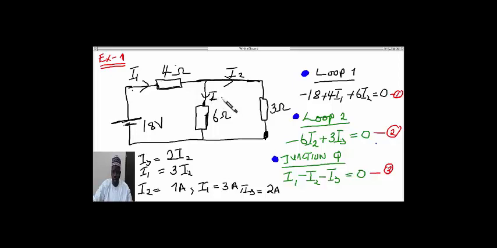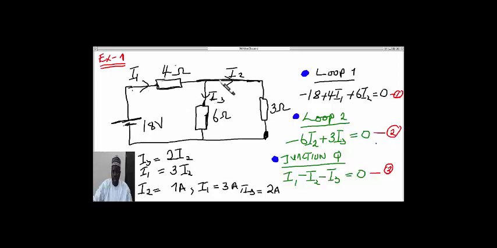Take note, the labeling of the currents, I1, I2, is not going to affect your results, and also the direction of the current is not going to affect your result. Finally, when you finish, you have to interpret your results. For instance, if at the end of our solution we obtain I1 to be negative, it means the direction of I1 is opposite to the one we have taken. Similarly, if I2 is negative, then the direction of the current is this side, and so on.